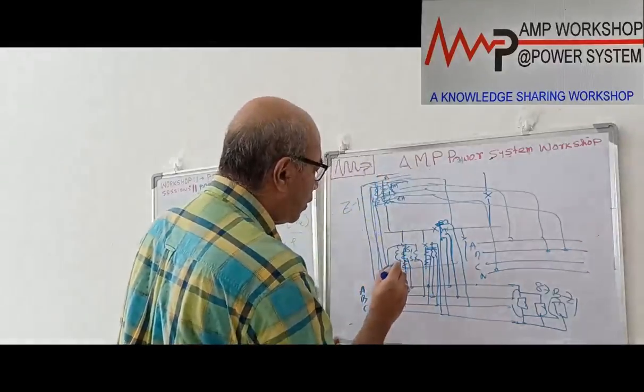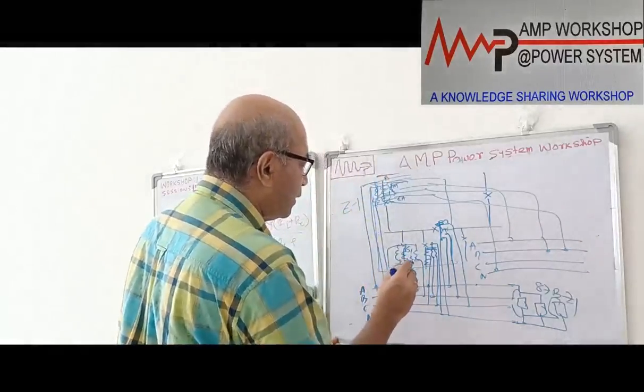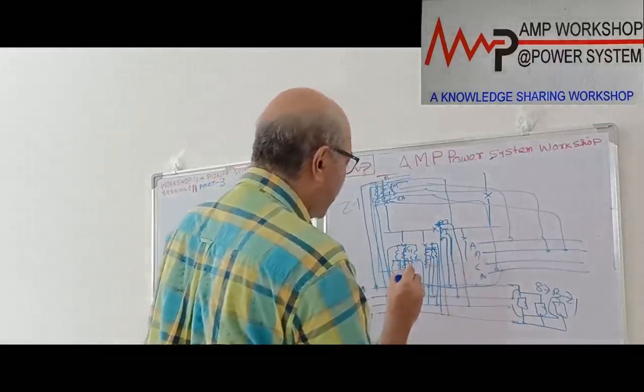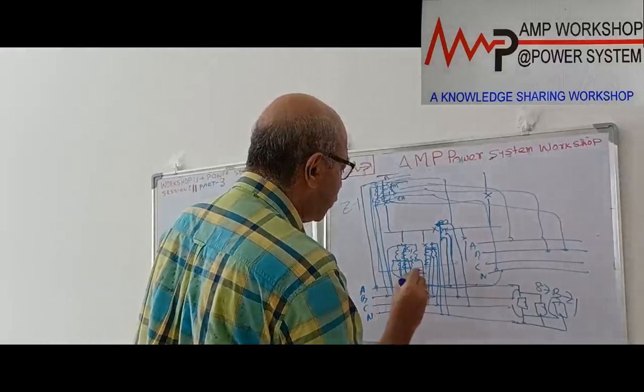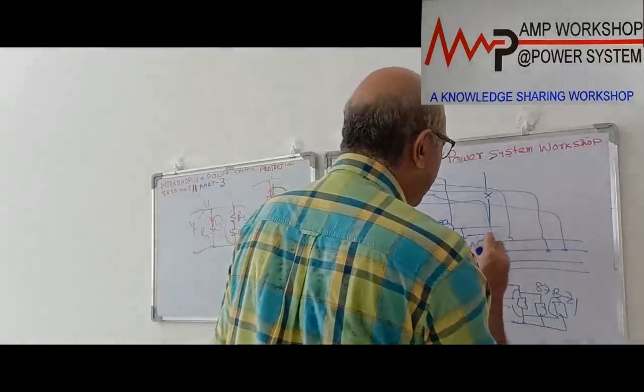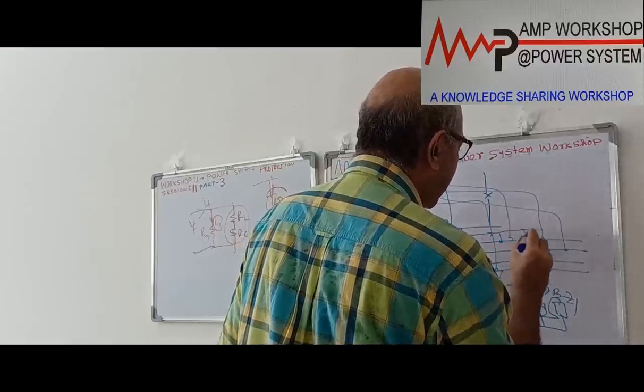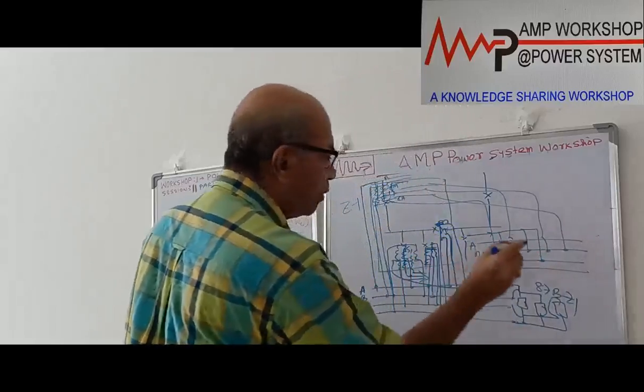Similarly, here the outgoing also has 3 sets of CT over here. This CT neutral will be here grounded. So this neutral will be coming to the neutral bus, and this phase CT, if you draw over here, it will come over here, and then one will be connected over here. The second one will be connected over here, third one will be connected over here. Similarly, these will be also connected.